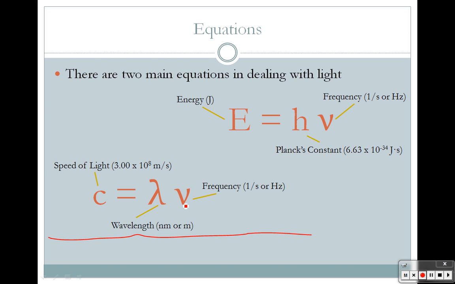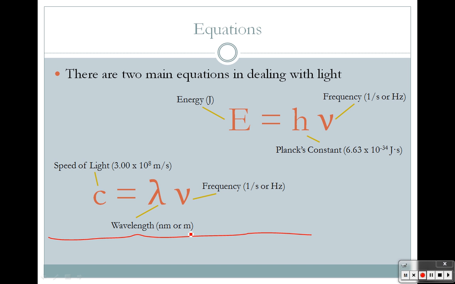Because I do. It is the Greek letter nu, not V. One thing about wavelength measured in nanometers or meters: oftentimes we'll talk about nanometers when it doesn't make sense to use meters because the numbers would be too small. But if you're using the speed of light in meters per second, you have to have your wavelength in meters. Otherwise, your units aren't going to correspond. So keep that in mind.